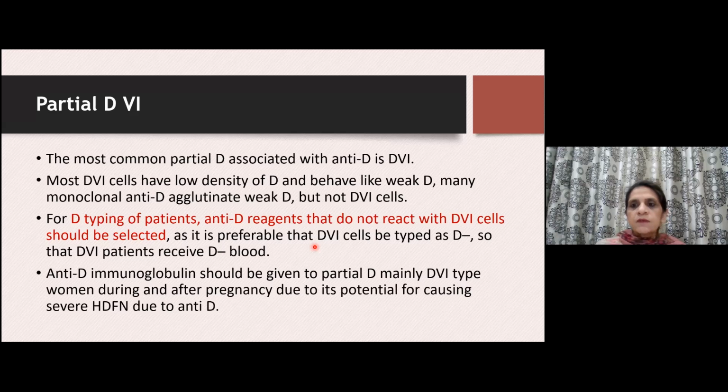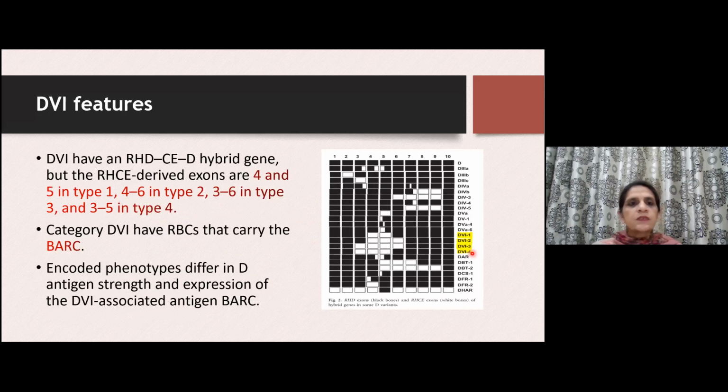So D6 variants, we have D6 as further subtypes. If we can see that these hybrids are again different depending upon the number of CE exons that are replacing the D. In case of D6 type 1, just 2 exons, 4 and 5, are replaced, whereas in case of D6 type 2, exons 4 to 6 are replaced. In D6 type 3, exons 3 to 6 are replaced, and D6 type 4, exons 3 to 5 are replaced.